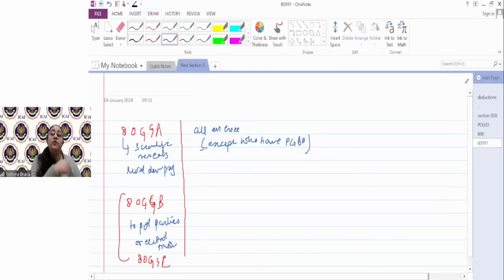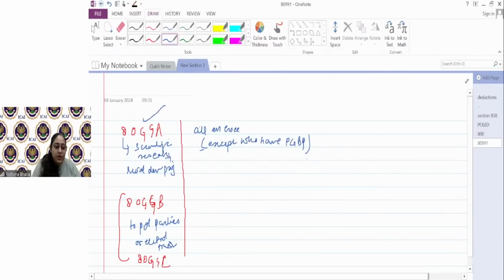So these are for those assessees who are making the contribution for scientific research or a rural development project, but obviously don't have PGBP income. So where will they claim? They will claim the donation under 80GGA. If you have PGBP income, you will claim the donation under those respective sections.